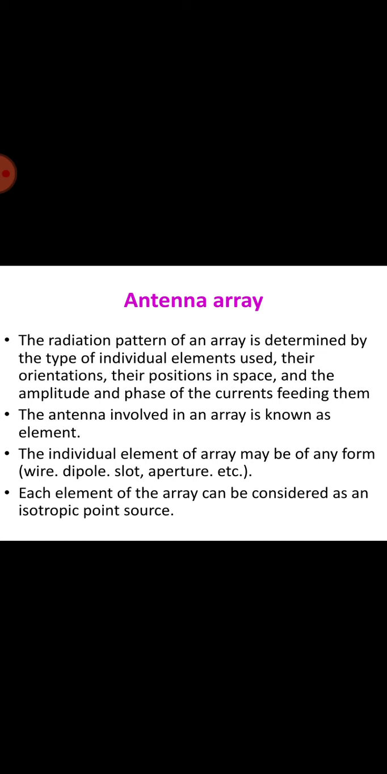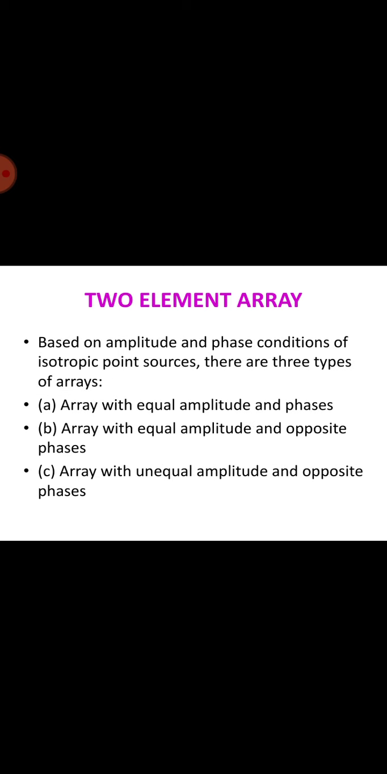The radiation pattern of an array is determined by the type of individual elements used, their orientations, their positions in space, and the amplitude and phase of the currents feeding them. The antenna involved in an array is known as an element, and the individual element of an array may be of any form. It may be a wire, a dipole, a slot, or an aperture. Each element of the array can be considered as an isotropic point source. An isotropic source is one which radiates equally in all directions.